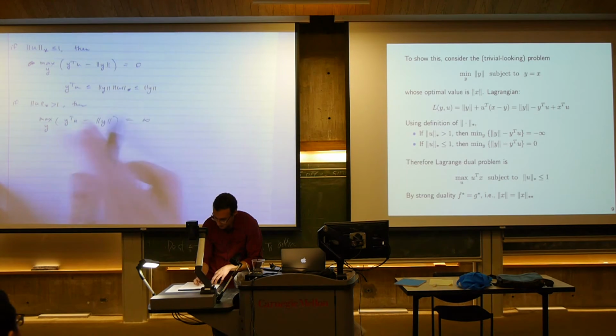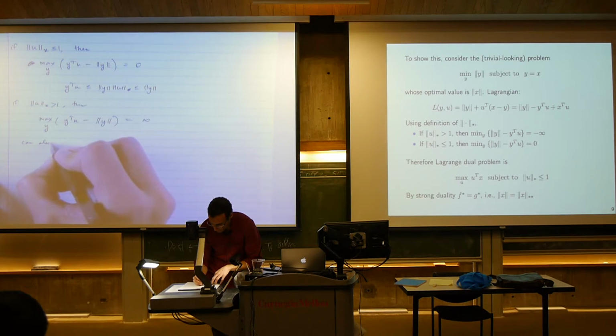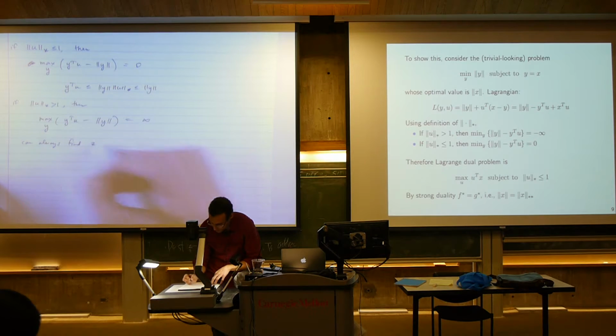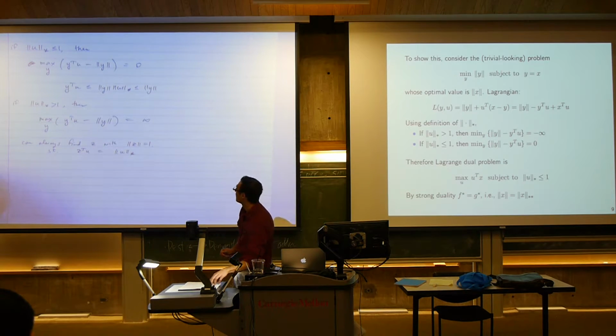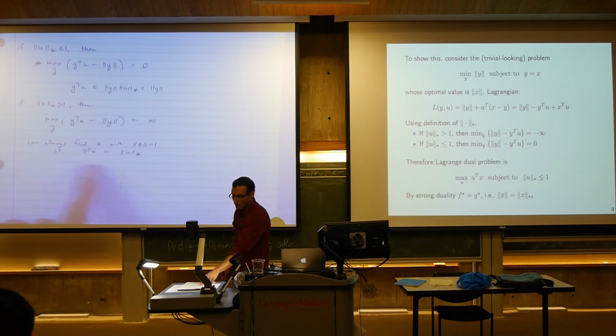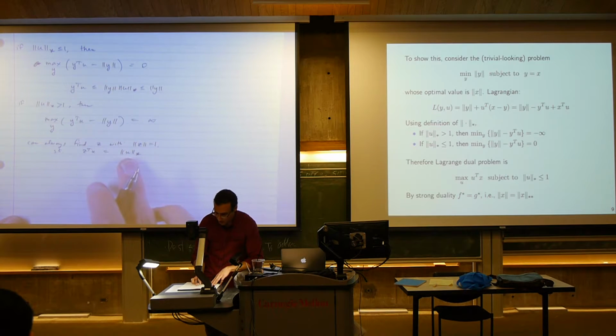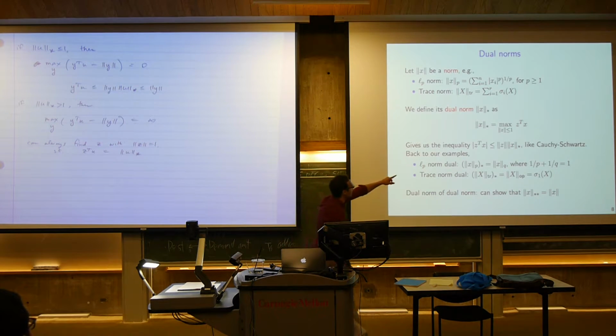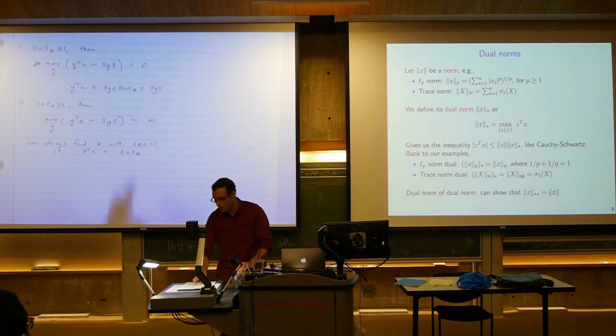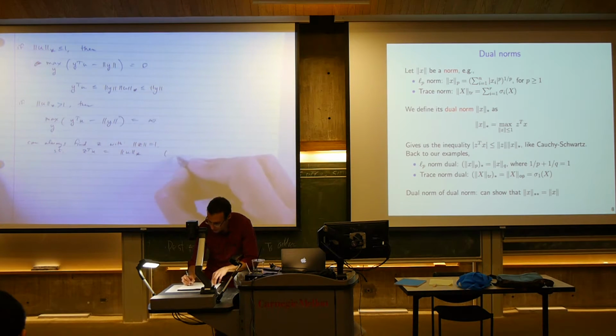The reason is that we can always find z with norm z equal to 1, such that z transpose u is equal to the dual norm of u. This is because we can always just pick a z that achieves the max. That's always true, regardless of how big the dual norm is. It's the argmax over all z with norm less than or equal to 1 of z transpose u.